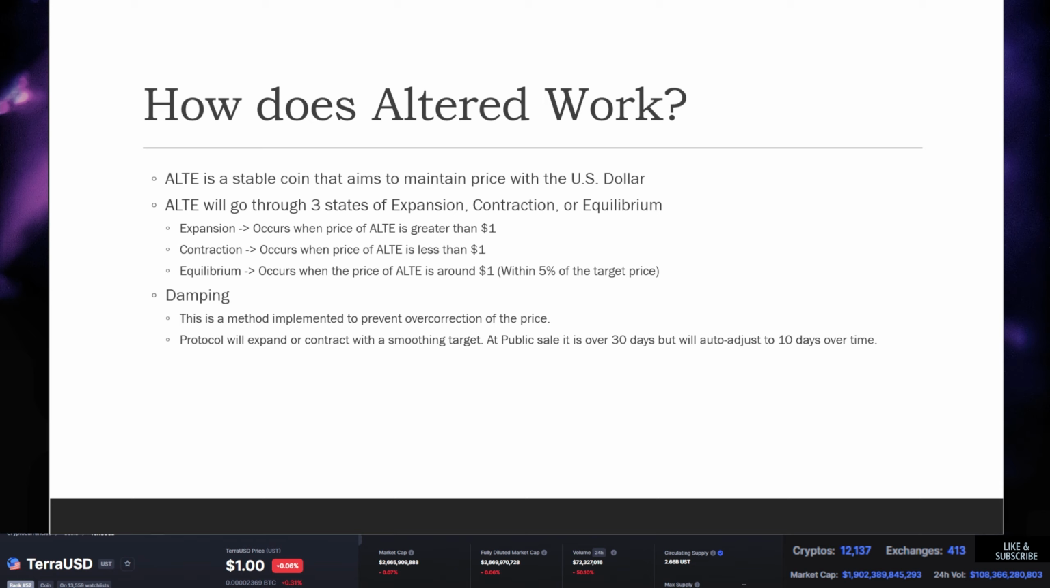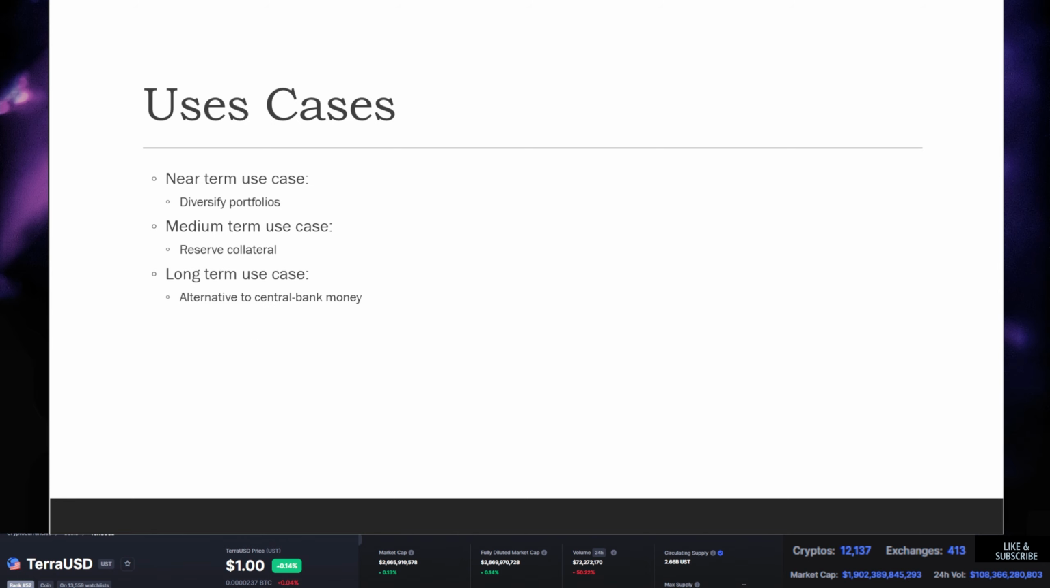They also have a damping. Now this is a method that they have implemented to prevent the overcorrection of price. Pretty much the protocol will expand or contract with a smoothing target. At public sale, it will be 30 days, but will eventually auto adjust to about a 10 day time for this smoothing target.